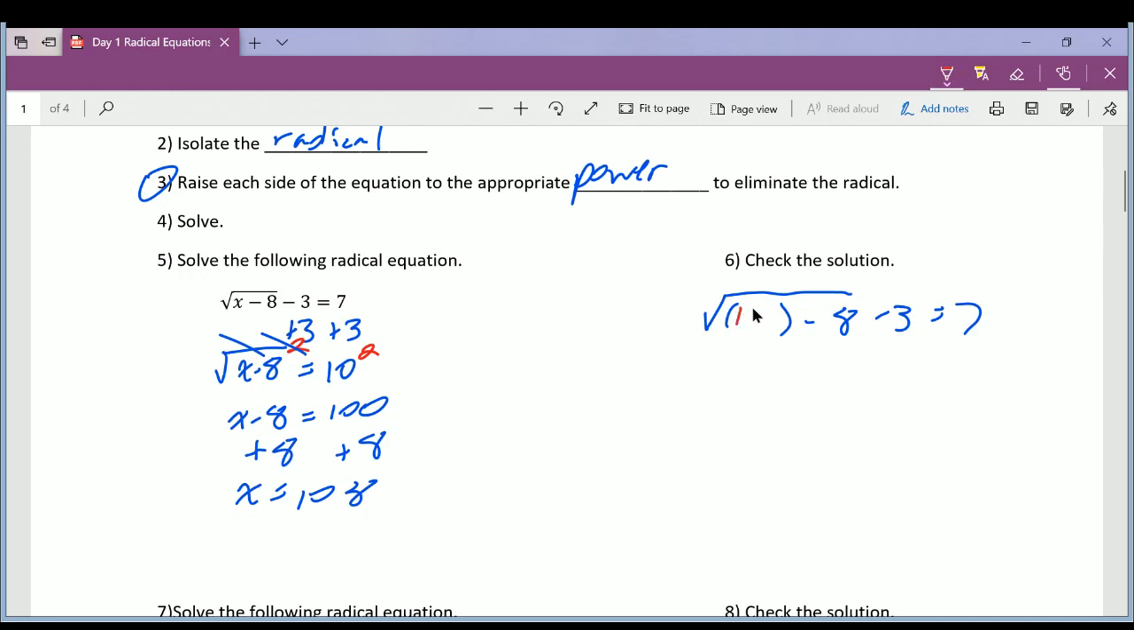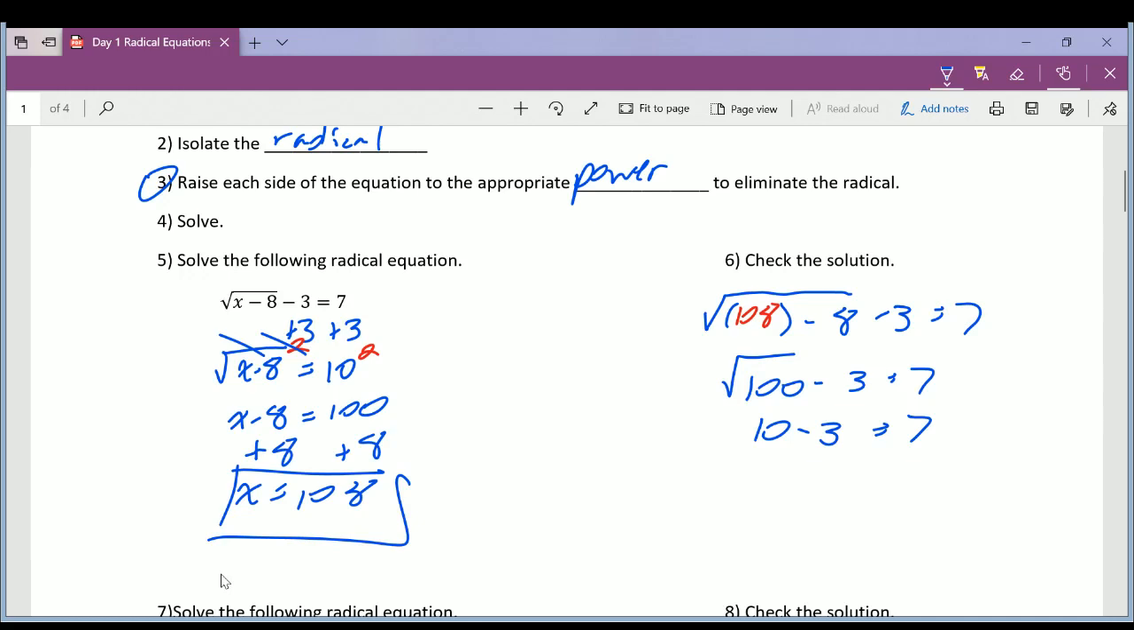this number in. Okay, you can do it by hand or you can use a calculator. It's totally up to you. You would enter just the part on the left and see if it gives you 7 as a result. If we were to do it by hand, 108 minus 8 is 100, minus 3, square root of 100 is 10, minus 3, and yeah, it does equal 7. So the answer is x equal to 108. We did not have an extraneous solution there.